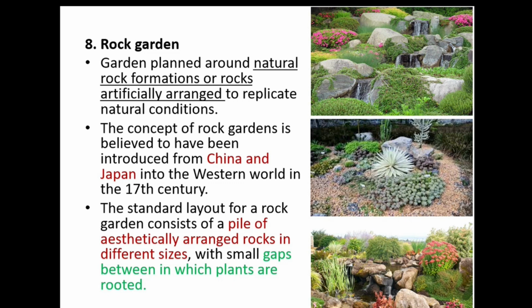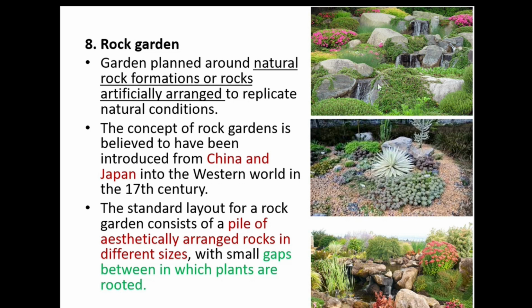We have to select and fill those areas in between the rocks with beautiful flowers and plants, then we can make that area really beautiful. We can create some walkways. And generally the concept of rock garden is believed to have been introduced from China and Japan to the Western world in the 17th century.